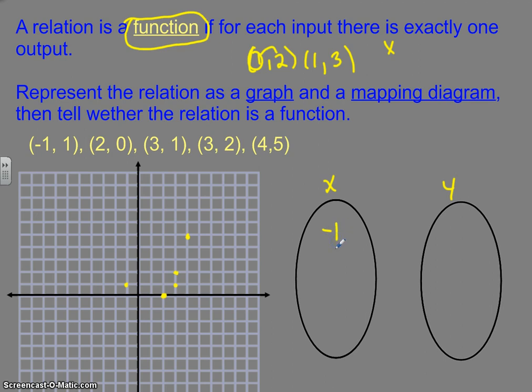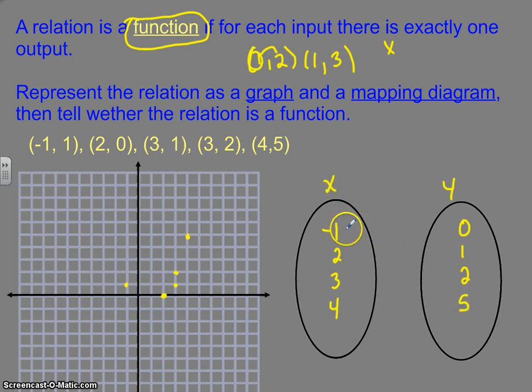So we got negative 1, 2, 3, and 4. In here, I'm going to put the y values. It looks like I got 0, 1, 2, and 5, I think. 0, 1, 2, and 5. Yes. Okay, now I just draw a line.